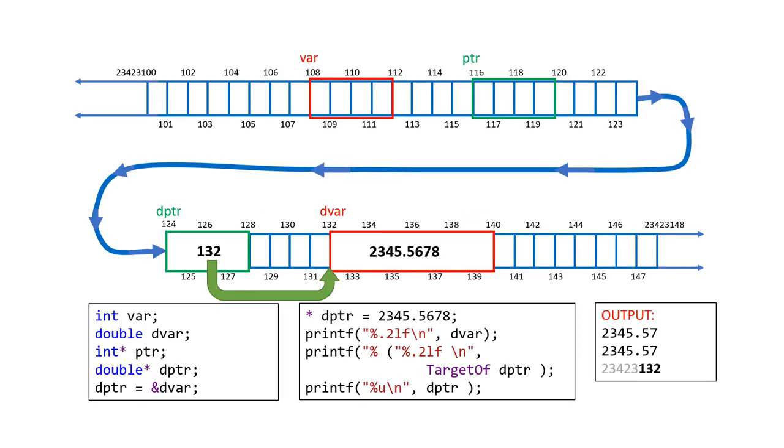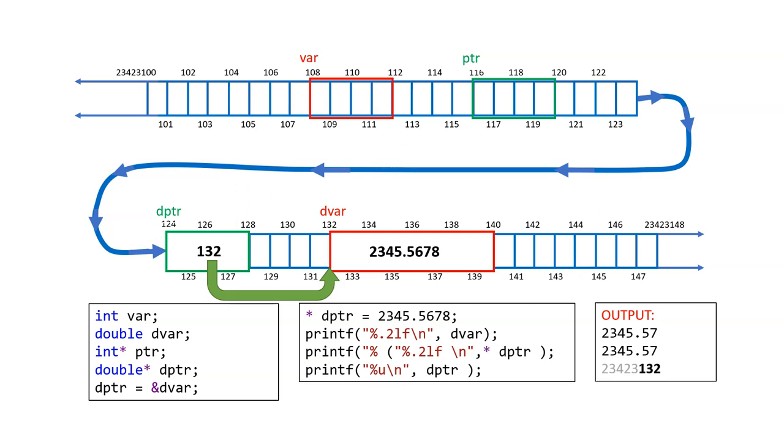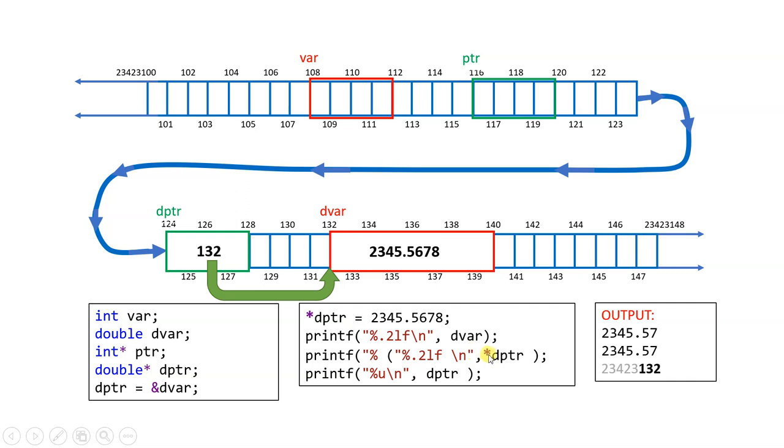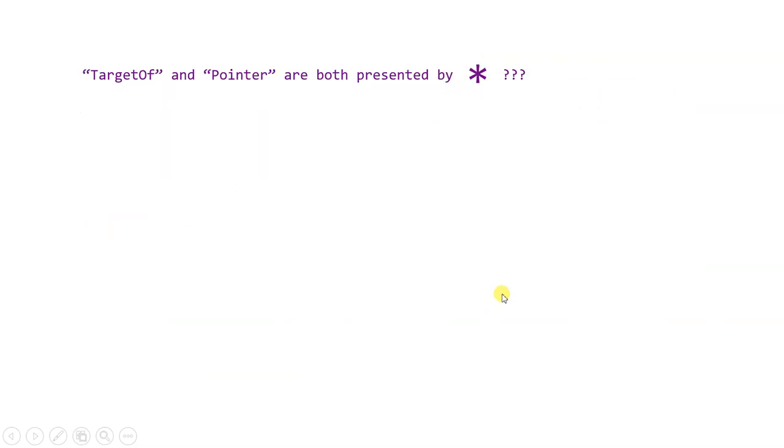The sad part is that target of is represented by an asterisk too. And that's what's confusing the heck out of everyone. But I'll make it clear, okay? So all the places that you have target of, we'll put an asterisk, and this is called target of DPTR, and so on and so forth. Target of and pointer are both represented with an asterisk. Now I'm going to show you something that I think explains exactly what it means.